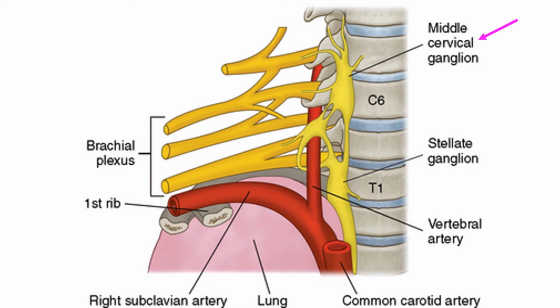Here you can see the middle one, then the inferior one is called stellate ganglia. It has a special arrangement. It has a loop that the vertebral artery will go through, and sometimes it is fused with T1 sympathetic ganglion.